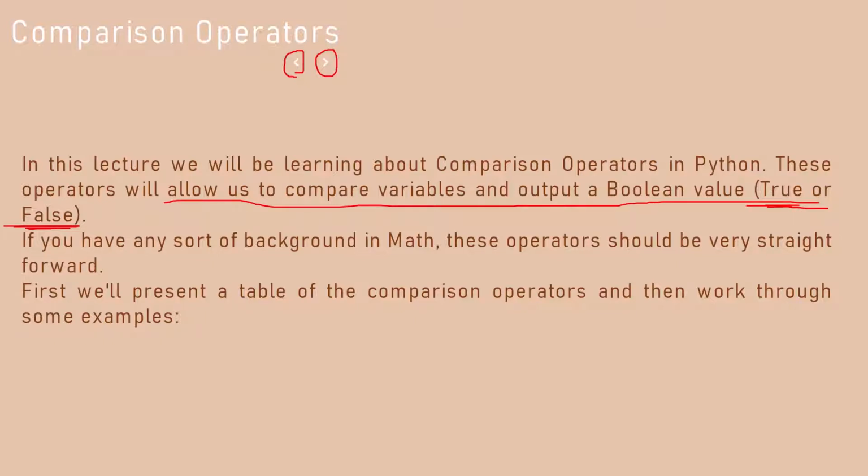Boolean is the easiest topic in Python because it consists of just two values: true or false. That's it. So if you have any short background in math, these operators should be very straightforward. First, we'll present a table of the comparison operators and then work through some examples. Let me bring up that table in an Excel presentation.